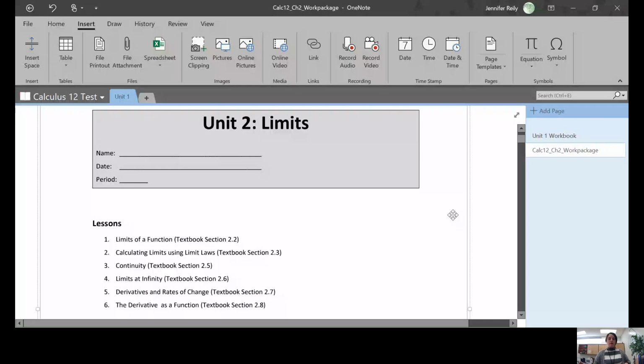First lesson of Unit 2. So Unit 2 is going to be all about limits. We're going to cover 6 different lessons in the textbook. We're skipping a few just because of time in the course and topics that I want to cover.